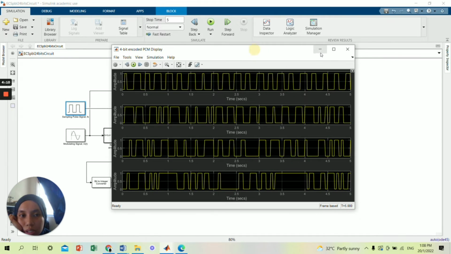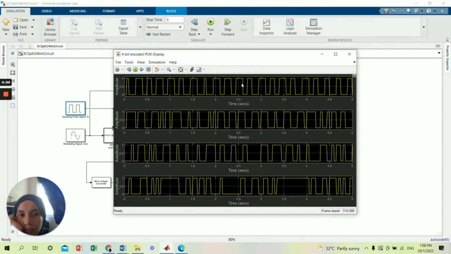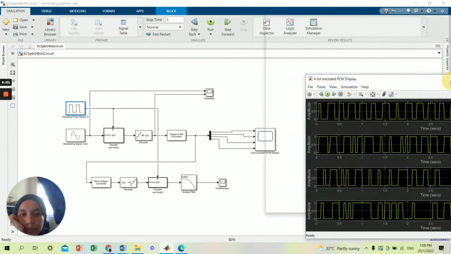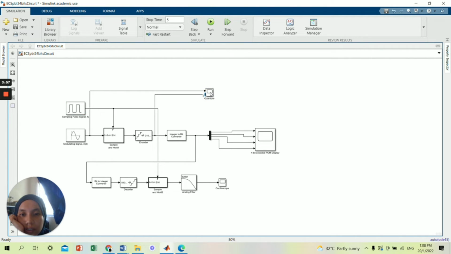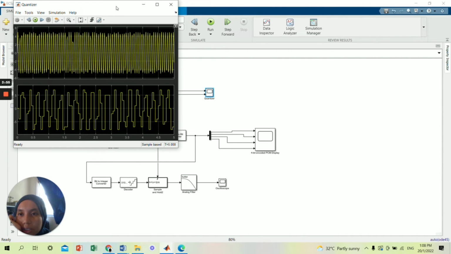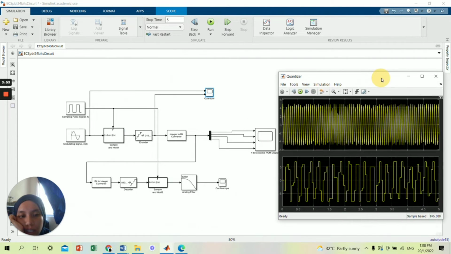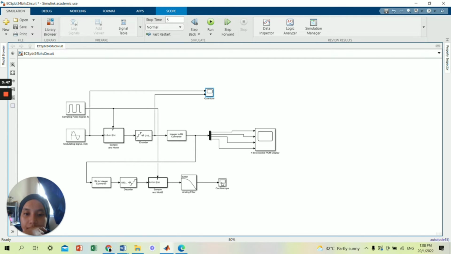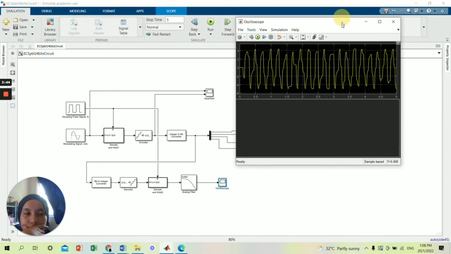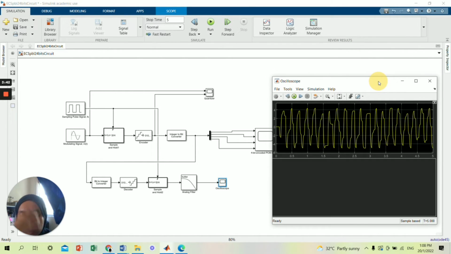Okay, so this is the waveform for the 4-bit encoded PCM display. And then for the quantizer, this is the diagram for the quantizer and the waveform. And then this is our oscilloscope, from our oscilloscope.